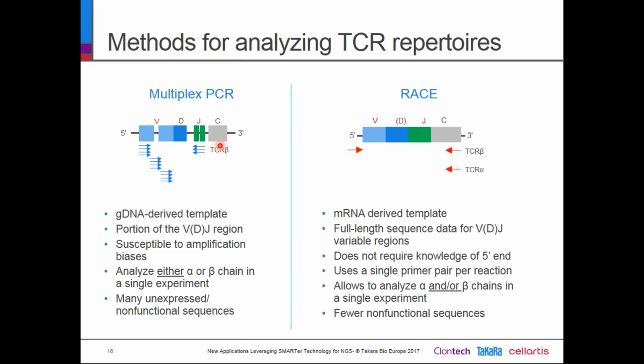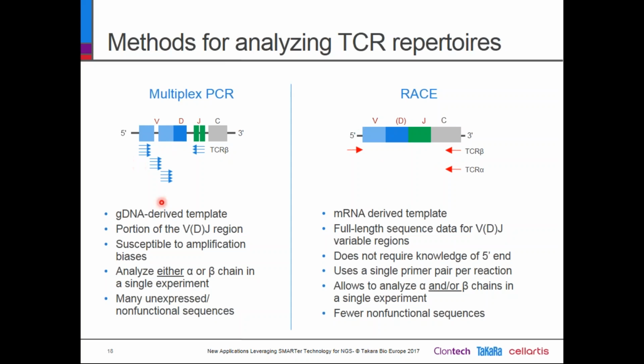So the approach that we want to use here is RACE. Why? Because it has some advantages that we will see here. We will be starting from a messenger RNA template, so it means that we will probably have fewer non-functional sequences as compared to using genomic DNA. Also, we will get the full sequencing data for the whole region.